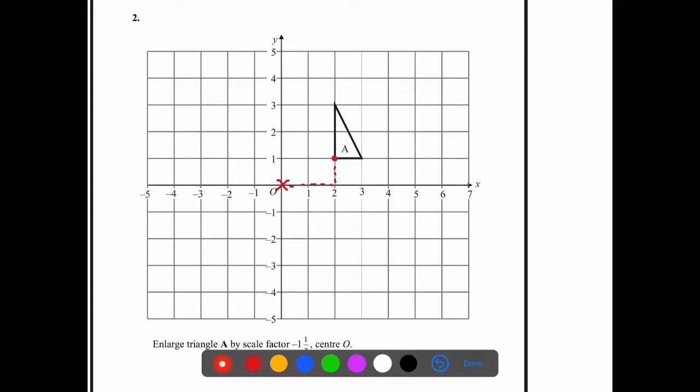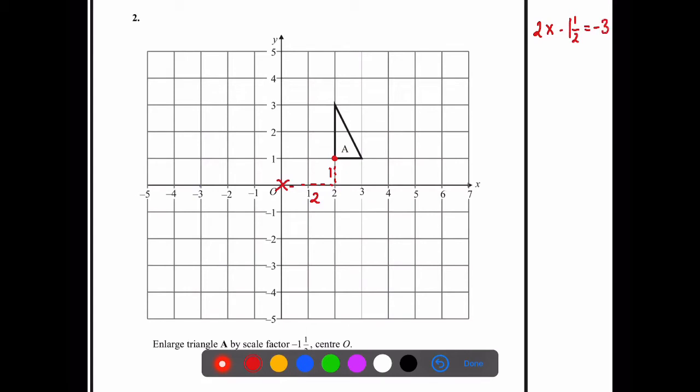So this line here on the x-axis is 2. I went across 2. So I'm going to write 2 there and 1 there. We're going to go 2 times minus 1.5, because I want to work out that first length. So 2 times minus 1.5 will give us -3.